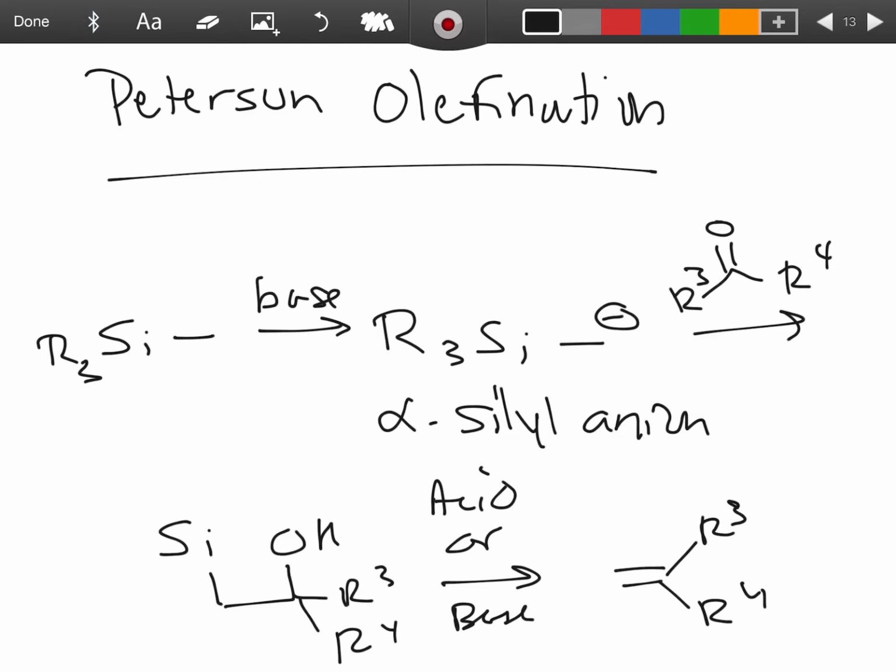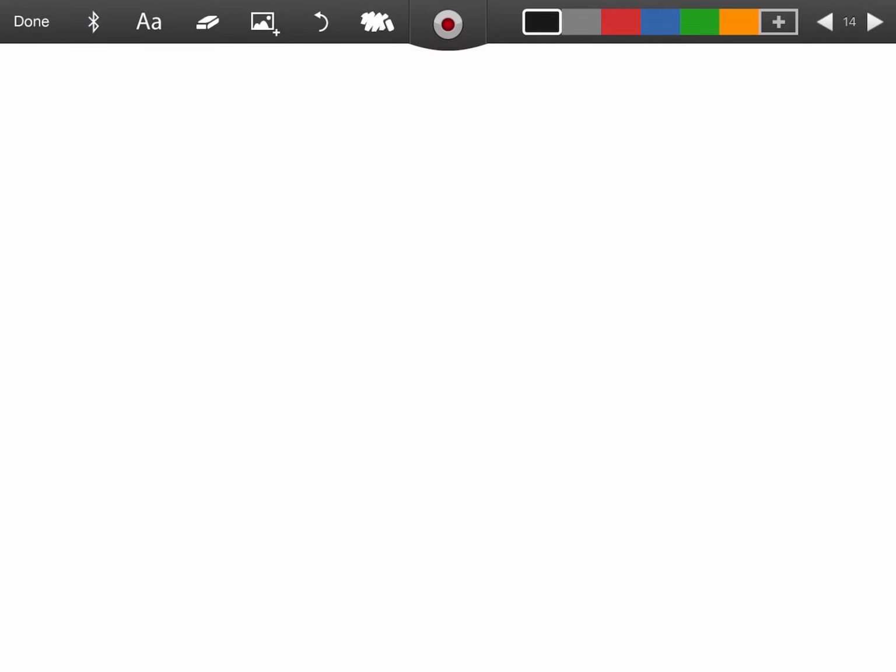So what's nice, and what's kind of challenging, about a Peterson olefination is that you will end up making a mixture of addition products, right? Where you're going to make a mixture of diastereomers. You're going to have the syn diastereomer where your groups are on the same side. You're going to have the anti diastereomer where they're on opposite sides. And you can take each of those and turn them into a different product.